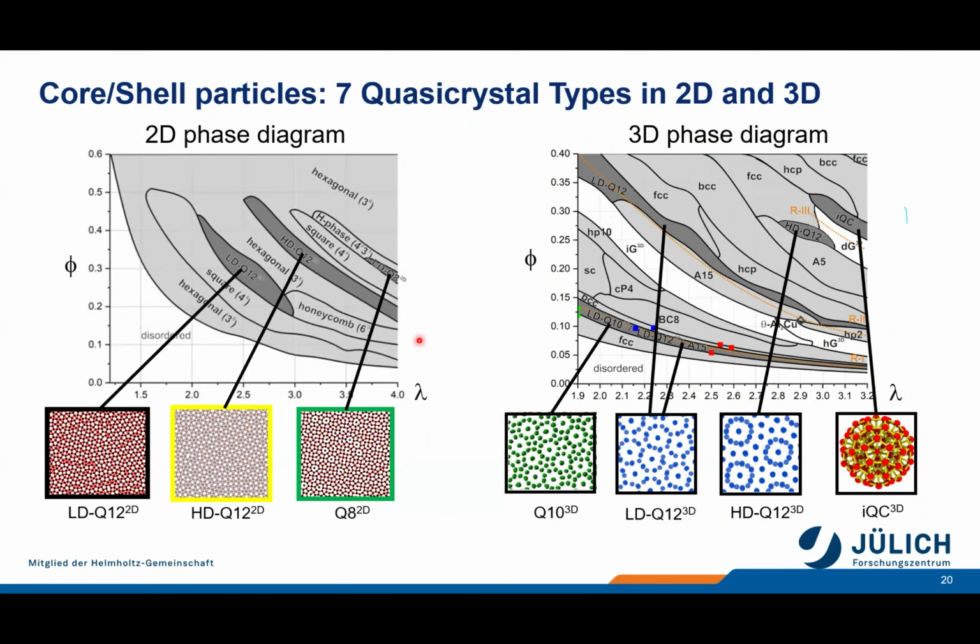So altogether, in 2 dimensions and 3 dimensions, in these MD simulations, we find 7 different quasicrystalline phases. And in fact, these are the 7 types that have been found also for metal alloys. So with the simple system, we find all the types of quasicrystals that are known since the early days in '82. So this is quite remarkable with such a simple system.